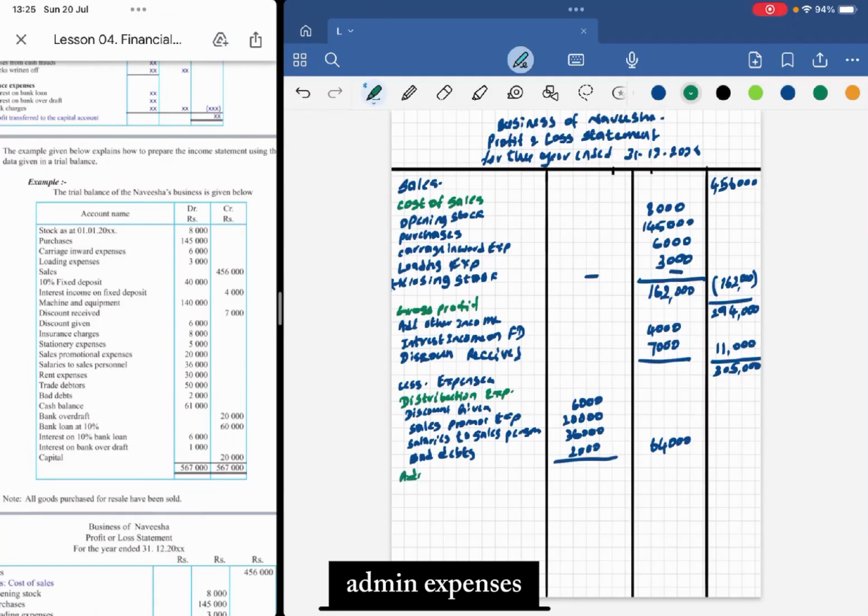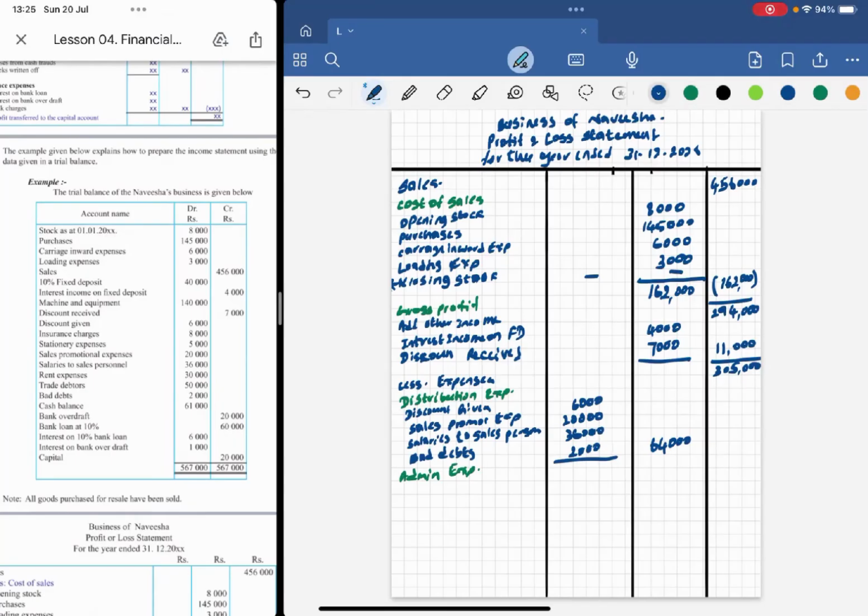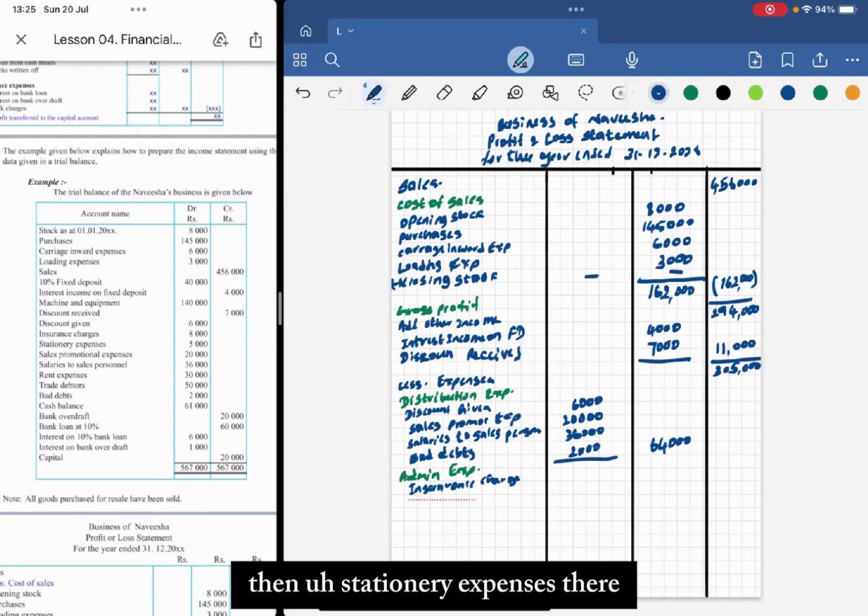Then we have admin expenses. Discount given is already taken. So we have insurance charges. Then stationery expense is there.